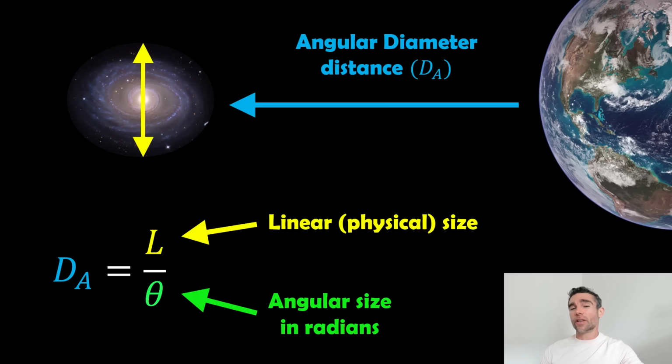We're also assuming that these are very small angles, so we approximate here. So the angular diameter distance, the dA, is equal to the linear or the physical size of the galaxy, the actual size of the galaxy, divided by the angular size. And if you want to work this out yourself, then the angular size will be in radians. And whatever units you use for the distance, you'll get the same in the other one. So if you're using light years for your angular diameter distance, then your linear size will be in light years as well.